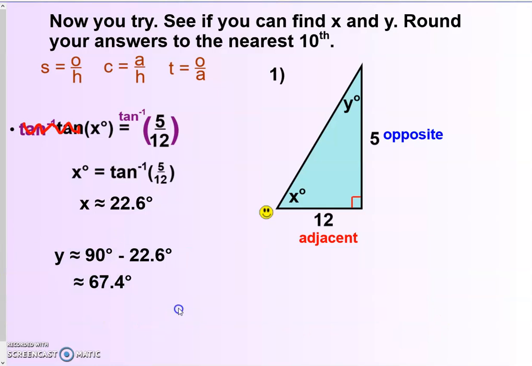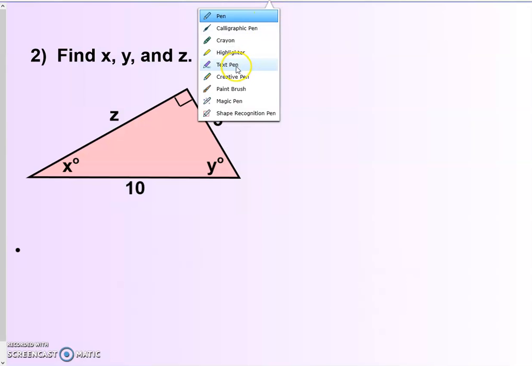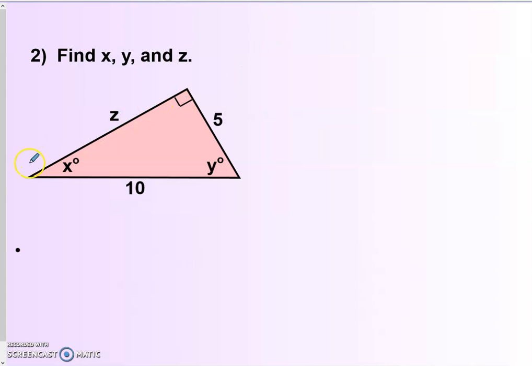Okay, let's go ahead and try another problem. Here's another problem. This time you have to find x, y, and z. So pause the video and give it a try. Welcome back. Hopefully you paused the video and you tried. I'm going to go after x first, although it technically doesn't matter.